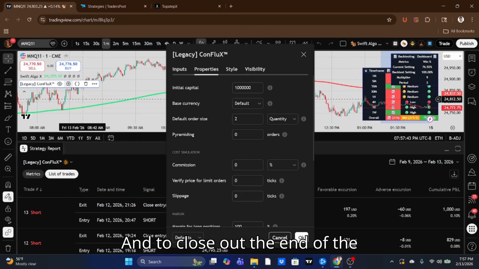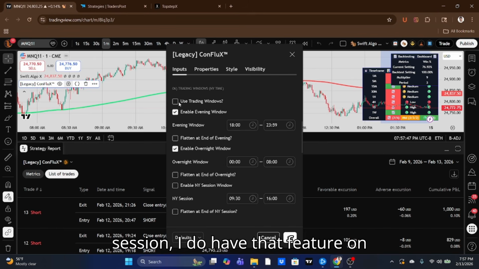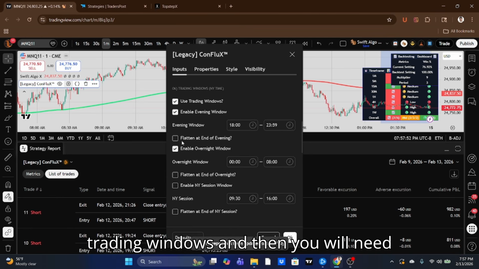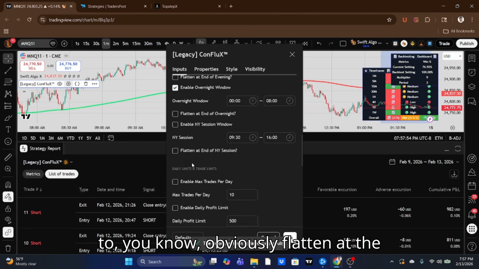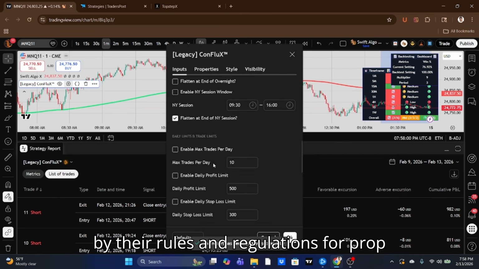And to close at the end of the session, I do have that feature on ConFlux. So you would need to enable trading windows, and then you will need to, obviously, flatten at the end of the New York session to adhere to the rules and regulations for prop firms.